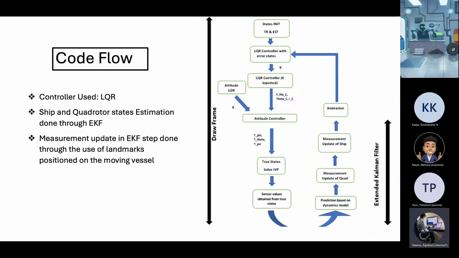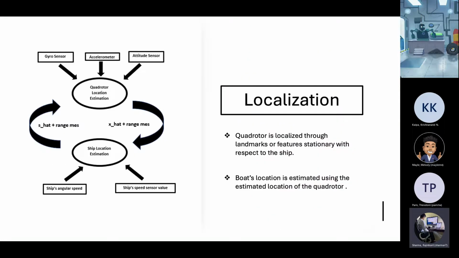Now that we've updated the equations for the estimation of position for the quadrotor and the ship, these variables are inputted into the animation block, from where we get our animation for the quadrotor and the ship. The loop continues on in this fashion. Next slide, please. The localization that is happening in our code is simultaneous.